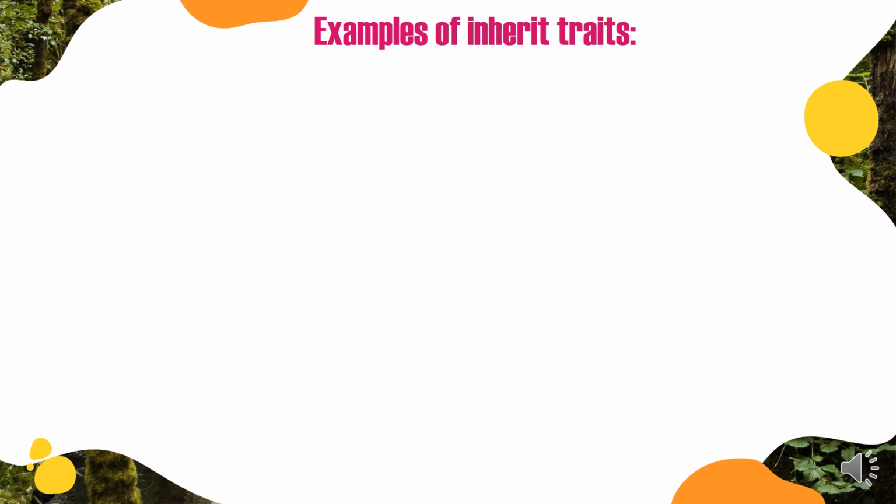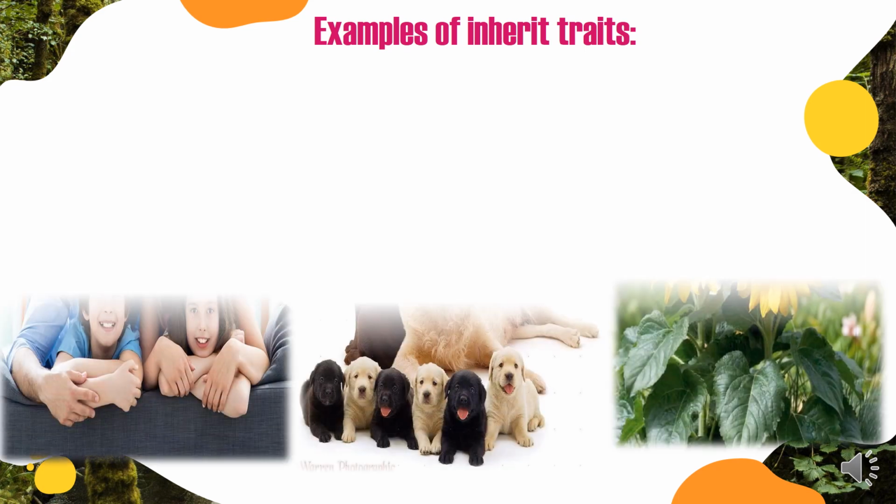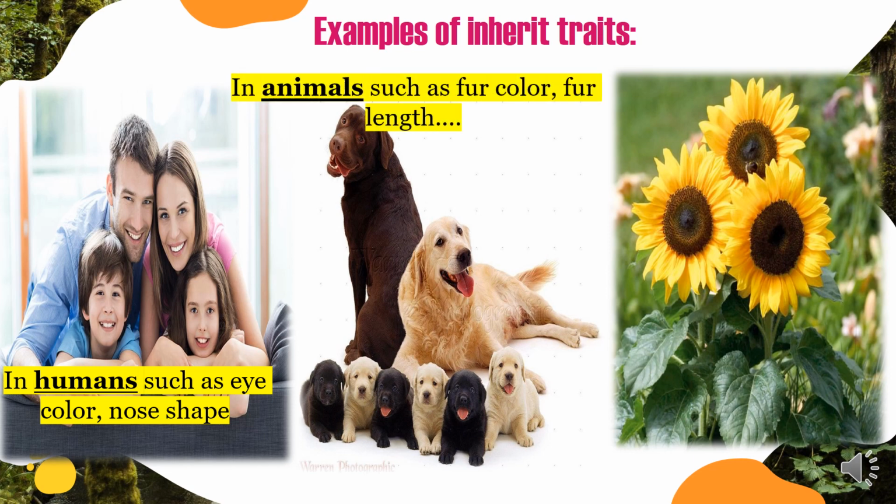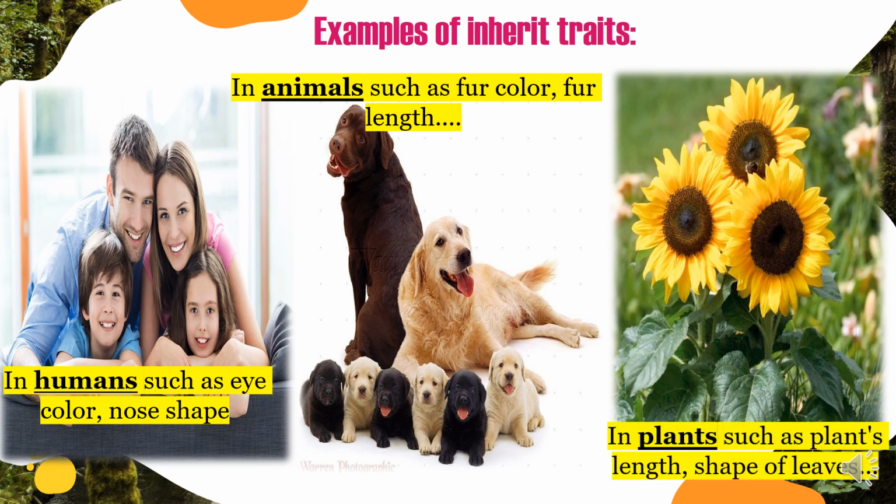Let's take some examples of the inherited traits. As we said before, these inherited traits in humans such as the eye color or the nose shape. Inherited traits in animals like the fur color or the fur length. In plants like the length and the shape of leaves.